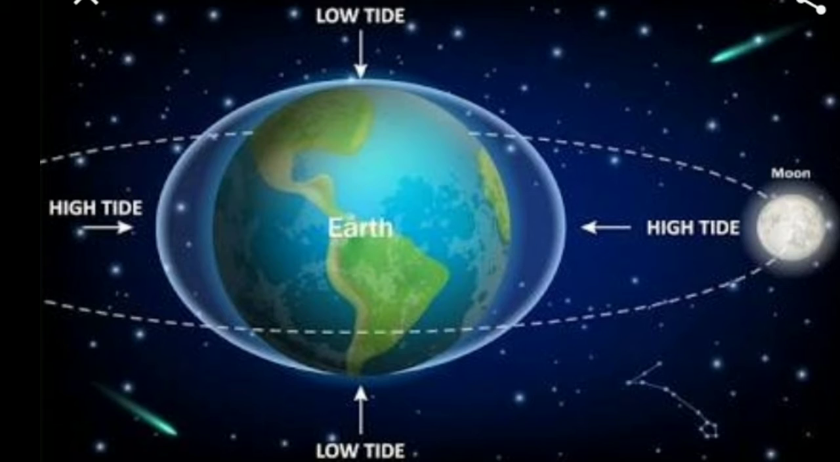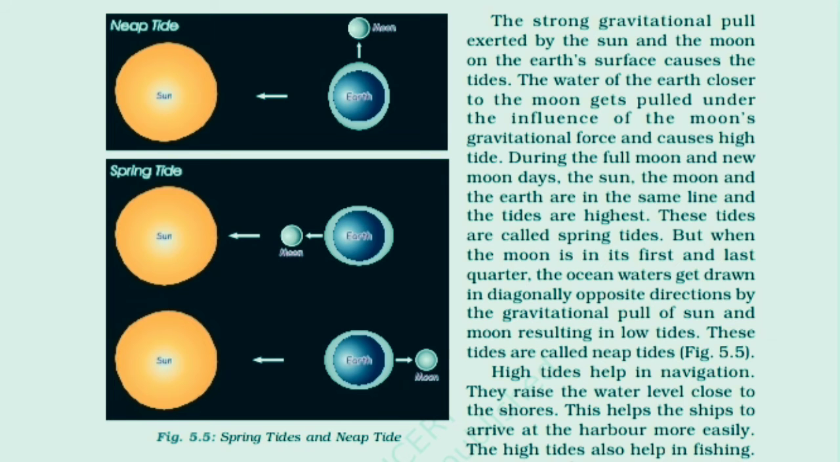During full moon and new moon days, the sun, the moon and the earth are in a straight line. On these days, the combined gravitational pull of the sun and the moon is in the same direction and is very high. This results in the formation of very high tides called spring tides.